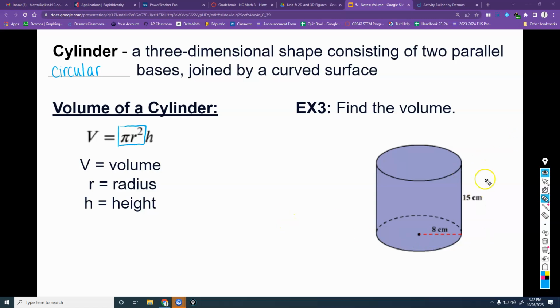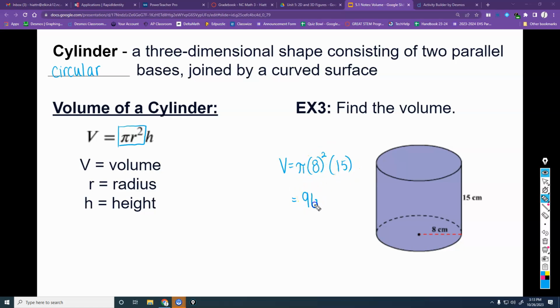So for this particular one that we're looking at, we've got a cylinder, and we would say that the volume is pi times the radius, which is 8, squared times the height, which is 15. So if we type that into our calculator, we will get pi times 8 squared times 15. You'll see this written a couple ways a lot of times. They may not multiply the pi in there. They may just do 8 squared times 15.